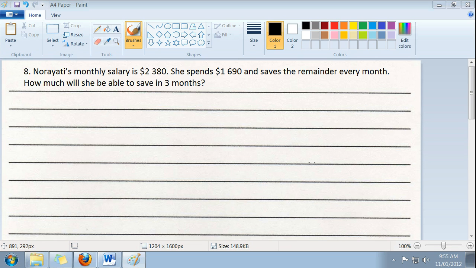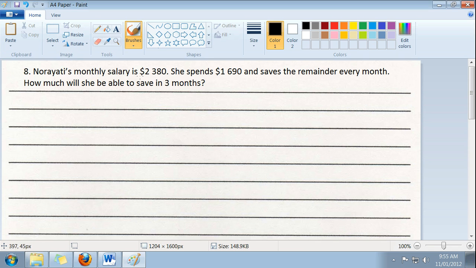All right, the question was: Norayati's monthly salary is 2,380. She spends 1,690 and saves the remainder every month. How much will she be able to save in 3 months? So, let's underline what we have.